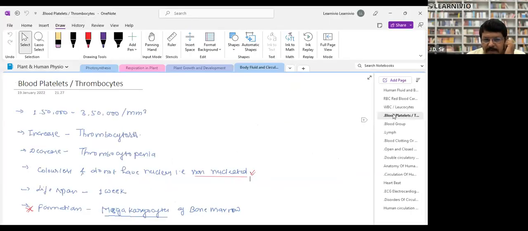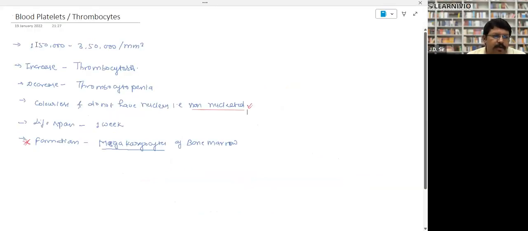Next one is blood platelet. This is not that much important, but their number is 1,50,000 to 3,50,000 per mm cubed. Increase is called thrombocytosis. Decrease is called thrombocytopenia. Colorless, they do not have nucleus. Like RBC, they also do not have nucleus, means they are non-nucleated. Lifespan is 1 week.